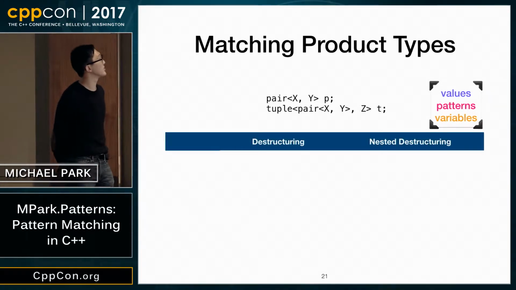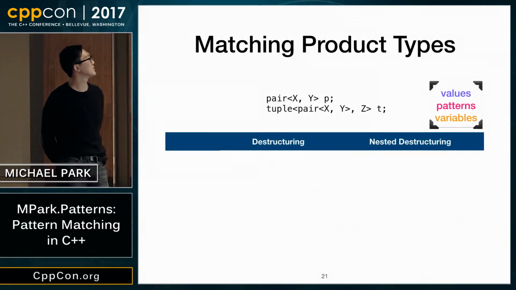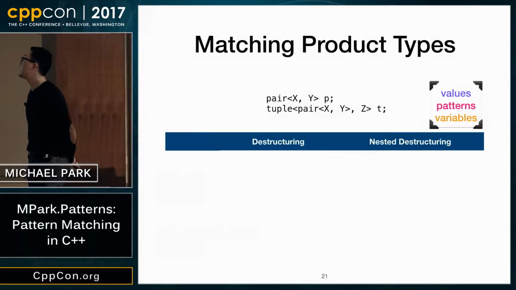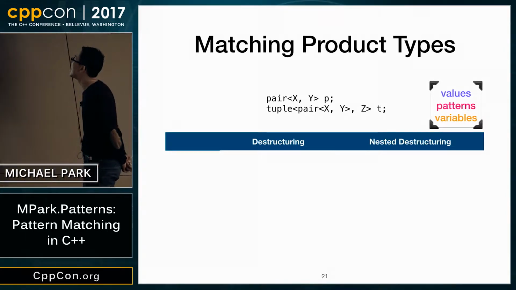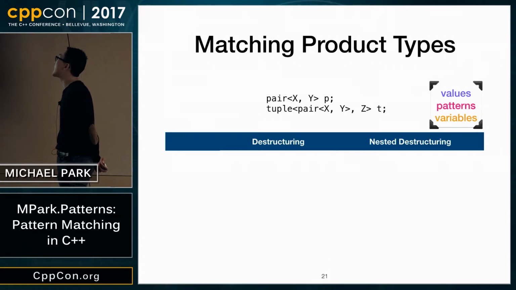Here's what it looks like to decompose product types. So to set it up, let's have pair x, y called p, and we'll have a tuple of pair x, y, and z.